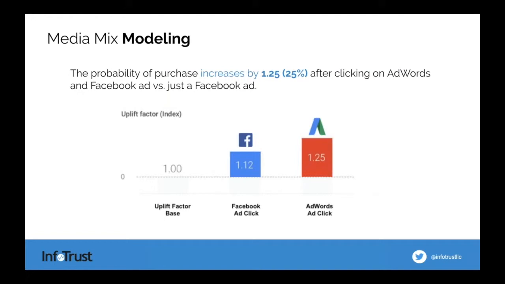And then this is an example here, just showing you what media modeling can actually get you to. In this case, the probability of purchasing increases by 1.25, or 25%, after clicking on AdWords and Facebook's ad versus just a Facebook ad. So you can get to this level of granularity to understand, okay, what is the right mix for our media so that we can then continue to improve towards a higher return on advertising spend.